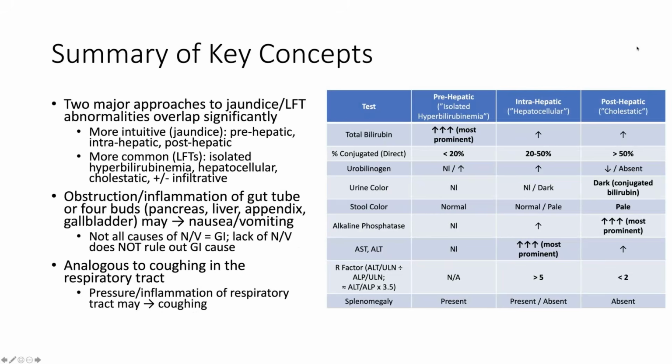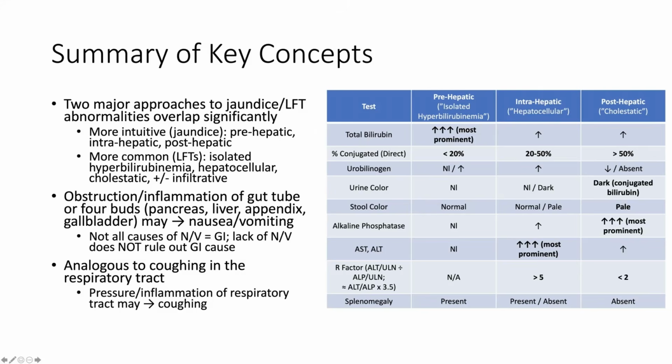So our summary of key concepts. The main thing that we're going to go through today is the different patterns that you see for LFT abnormalities, because this comes up a lot. There is a more intuitive way of thinking about it, which is to think about it very similarly to how you think about kidney failure. You can think of it just like there's prerenal, intrarenal, and postrenal. You can also think about it for jaundice especially in terms of prehepatic, intrahepatic, and posthepatic. It doesn't work quite as well as it does with the kidneys, but it works like 90% of the time, which is pretty useful. It's a pretty intuitive way of thinking about it.